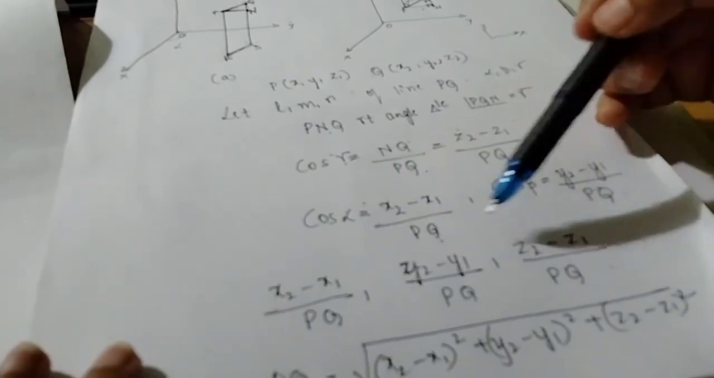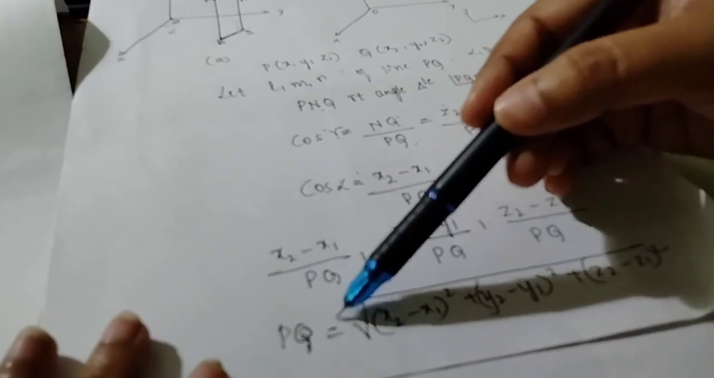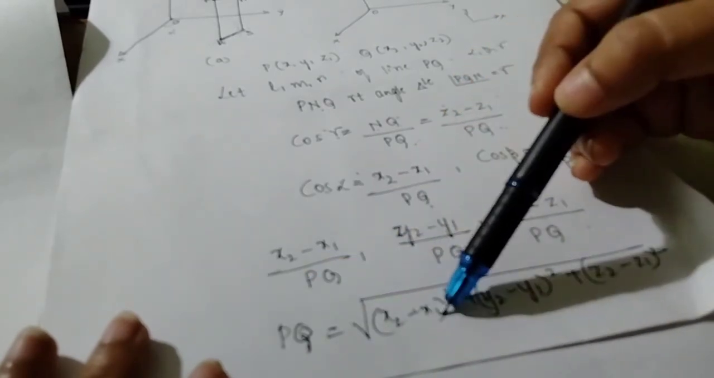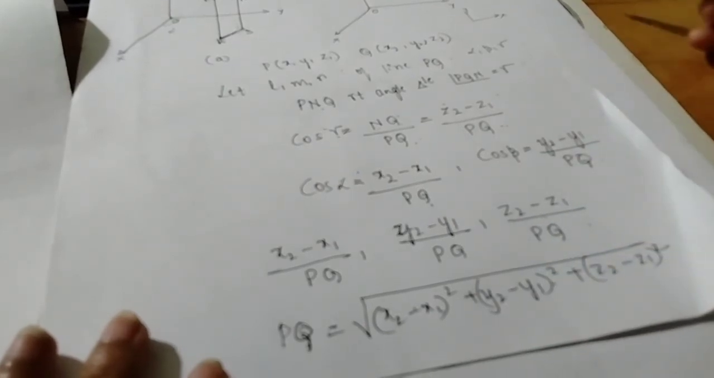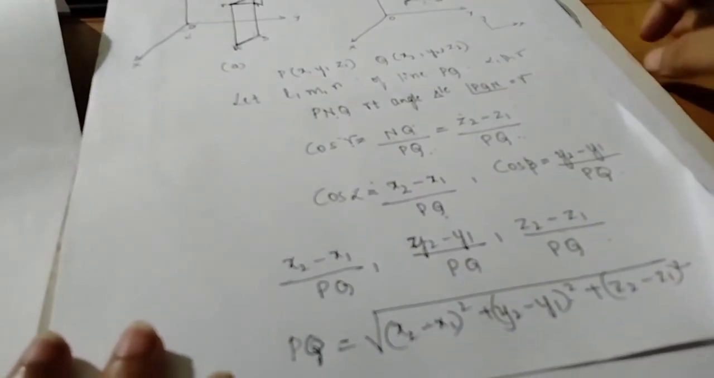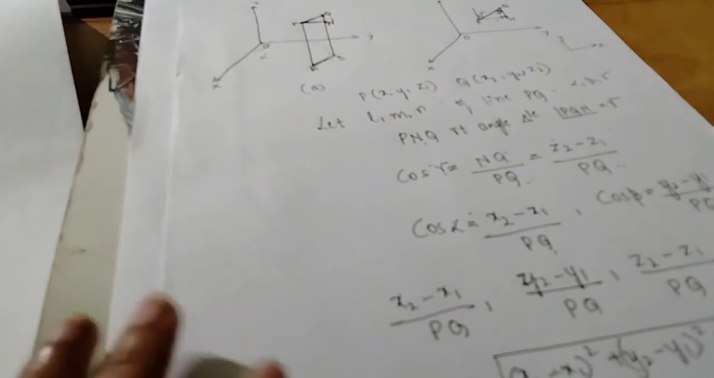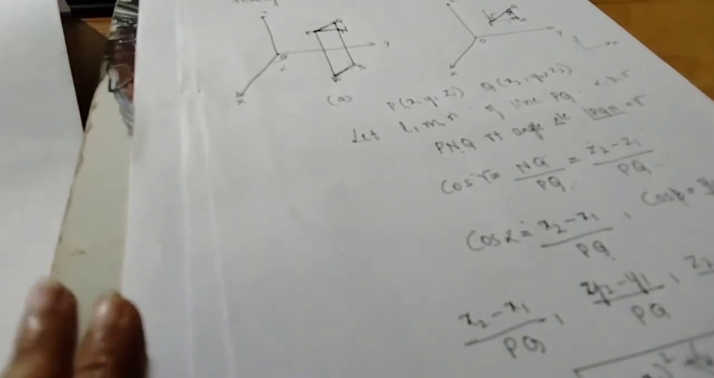So these are the three things. Now if I want the length PQ, that is the distance between P and Q: (x2 minus x1) whole square plus (y2 minus y1) whole square plus (z2 minus z1) whole square. These two are very important derivations. In today's class, I have explained the direction cosines of a line, the relation between them, and the direction cosines of a line passing through two points. Using all these concepts, we have to solve the examples.